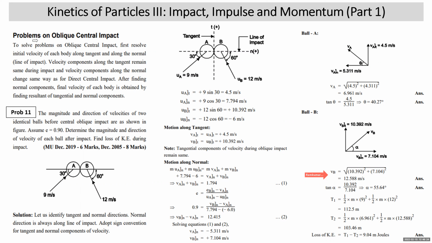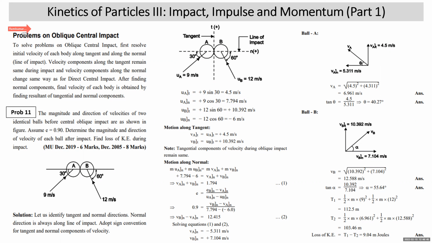Okay. Students, we have covered 10 problems. All these problems were on direct central impact. What does direct central impact mean? The velocities of the two bodies were collinear with the line of impact, and the CG of the two bodies were lying on the line of impact.